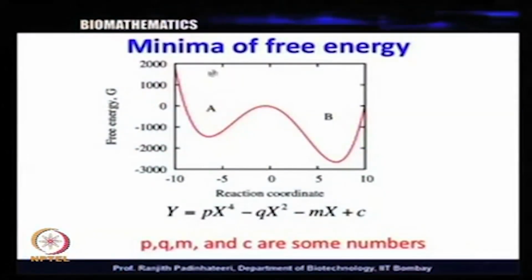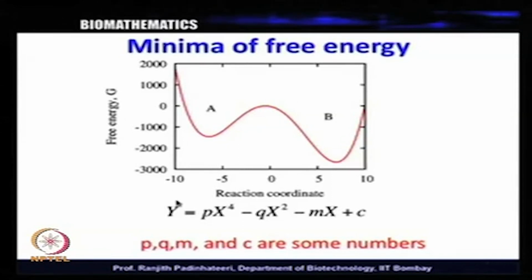Another thing which you should note in this slide is that the equation for this particular curve is some constant times x power 4 minus some other constant times x square minus some other constant times x plus c. This is the equation which I plotted here with some values for p, q, m and c. We will discuss what these values are later, but given some values you will get such a curve. So, given such a free energy function, how do we find out these minimum points and maximum points? That is one thing which we want to discuss today.